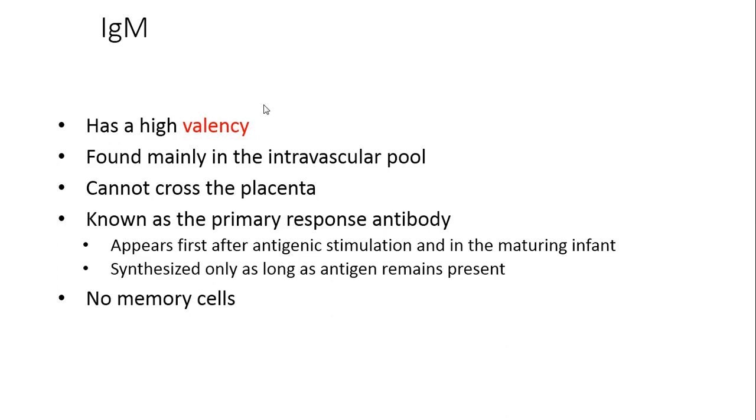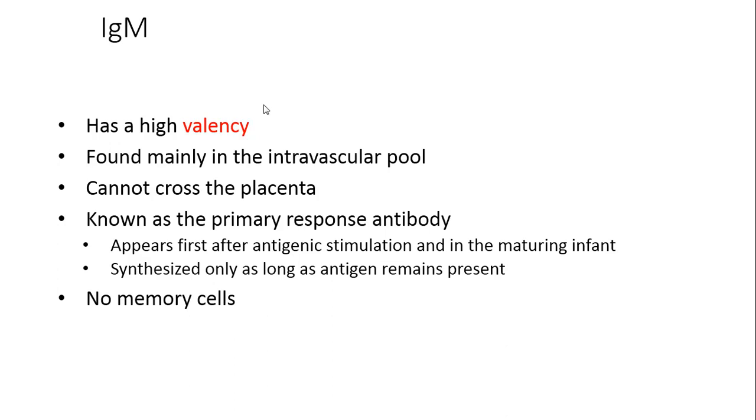As I said, mainly found in the intravascular pool. Why? It can't get out. It's too big. It's also too big to cross the placenta. It's not going anywhere. It can't get out. It's gigantic. This is what we classically know as the primary response antibody, the one that appears first after antigenic stimulation. And also as infants start to develop their own immune system, this is where we see first.